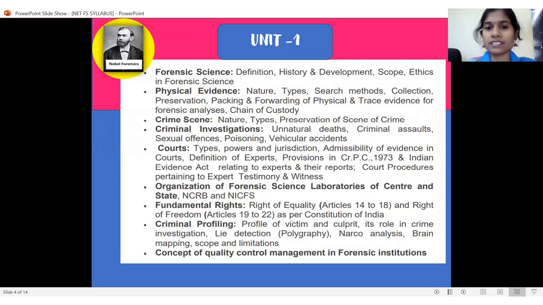This has been a previous question many times in the UGC NET exam: the term forensic is taken from which language? It is the Latin language. The word is the Latin word forensis.